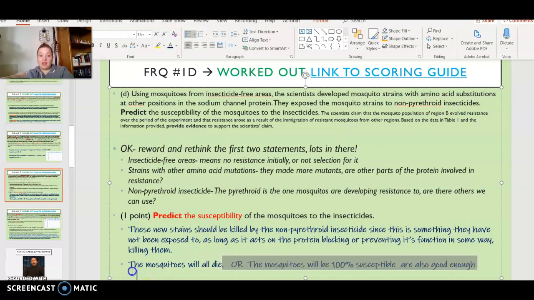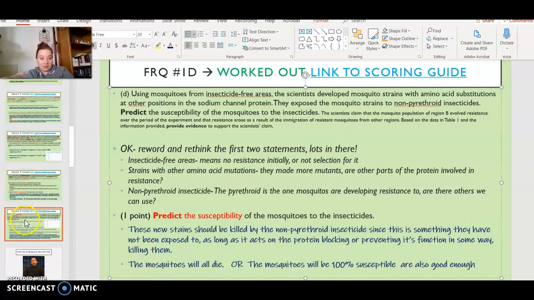The mosquitoes will all die, or the mosquitoes will be 100% susceptible. Those are good enough answers. I kind of thought into this one a little more. New strains would be killed by this new insecticide since it is something that they've not been exposed to, as long as it acts on blocking that sodium protein or functions in some other way of killing them.